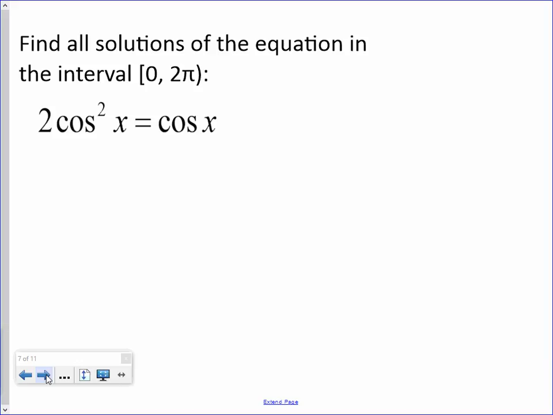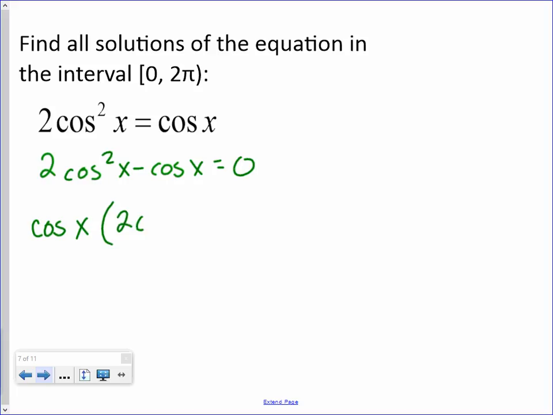Ethan, does your group have any suggestions for us? Well, you can subtract cosine x from the right side. Good. Subtract the cosine x, get the cosines on the same side. And then factor out cosine. These are not like terms, so I won't be able to group them together. So factor out a cosine. I'm left with cosine x times 2 cosine x minus 1 equals 0.